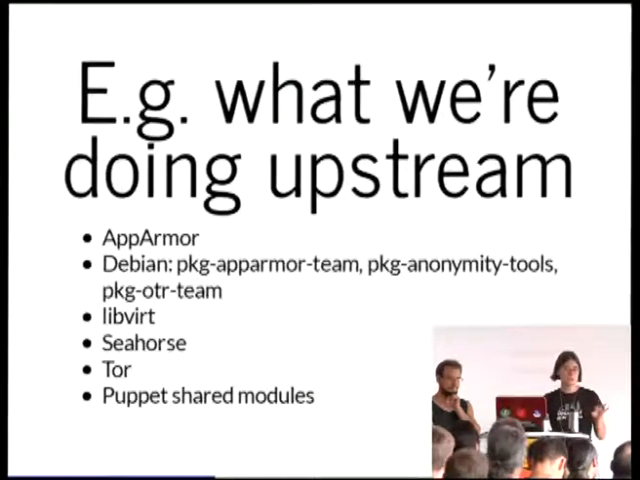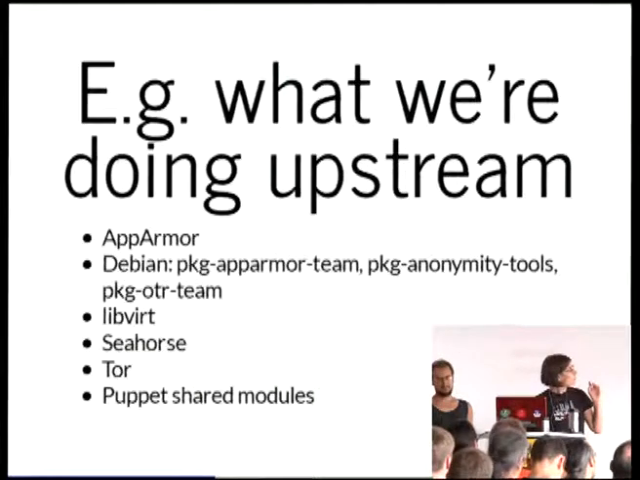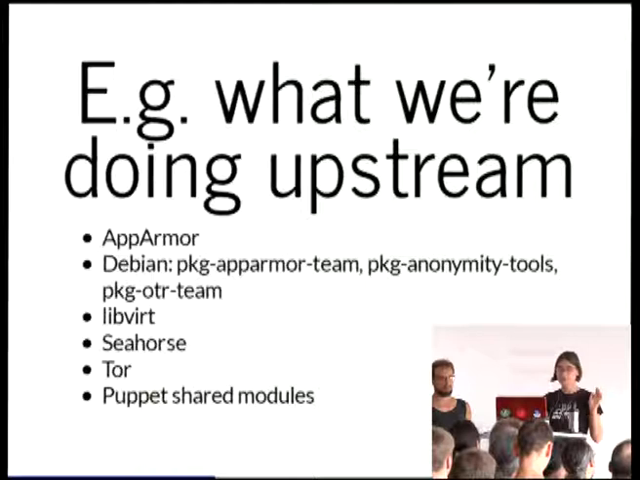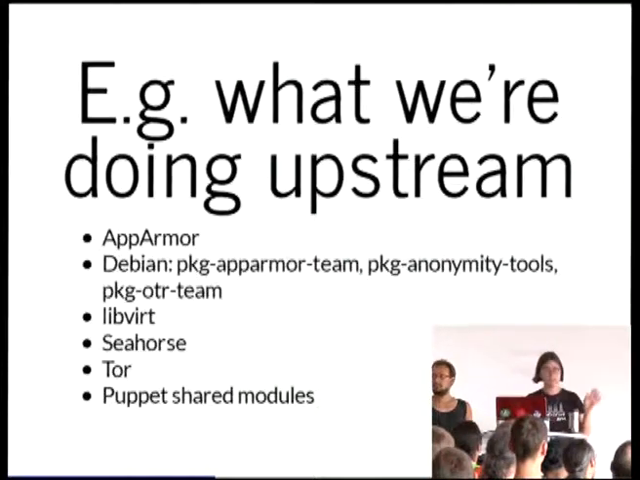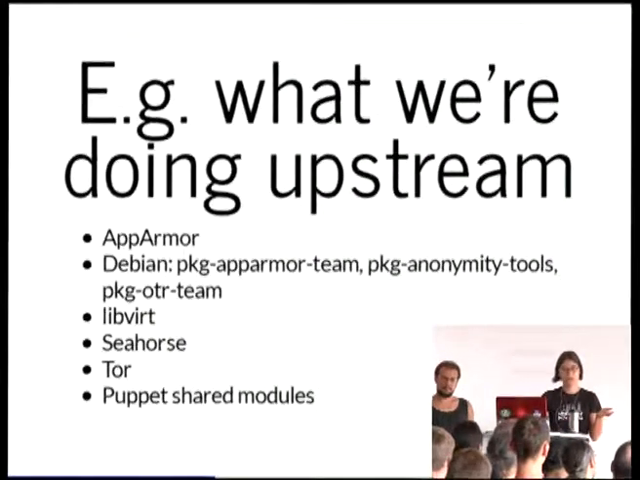So we are trying to do most of our work, well, at least a good part of our work upstream. So we did AppArmor. In Debian specifically, there's an AppArmor team, an anonymity tools team, and an OTR team who work on things that we use in Tails. Libvirt, Seahorse, Tor, and Puppet are other projects we contributed to in order to, instead of implementing what we needed in Tails, do it upstream. It took longer to fall down to us, but it's maintainable. When we finally have the new features, we have no work of maintaining them.